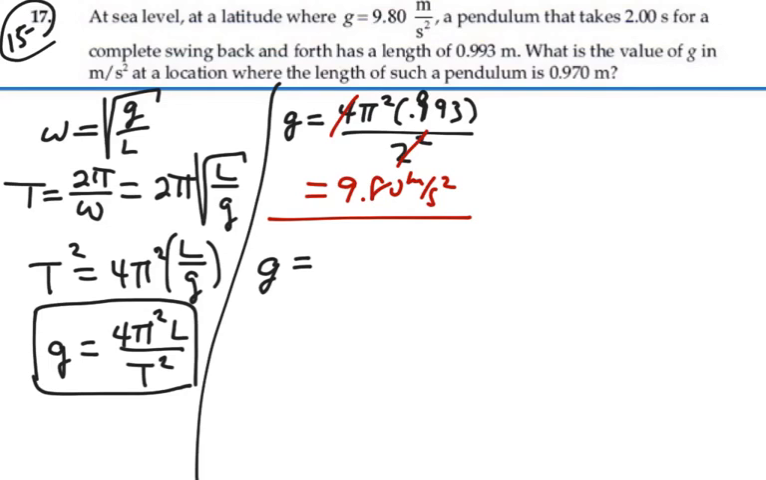So this new g, it's called g prime, will be equal to 4 pi squared times 0.970. And we still have the same kind of pendulum, so it still has a period of 2 seconds. So we have 2 seconds squared. The 4 and the 2 seconds squared will cancel out. And our new g will be pi squared times 0.970.